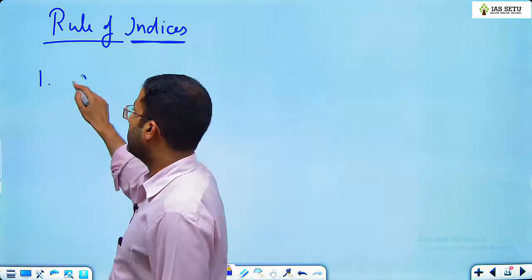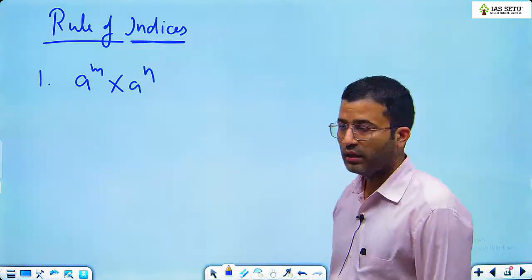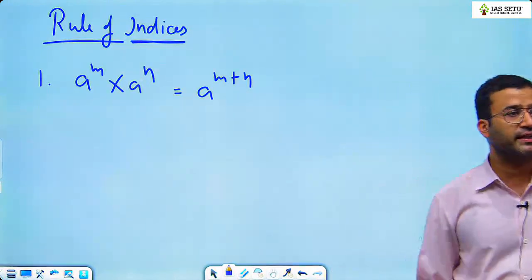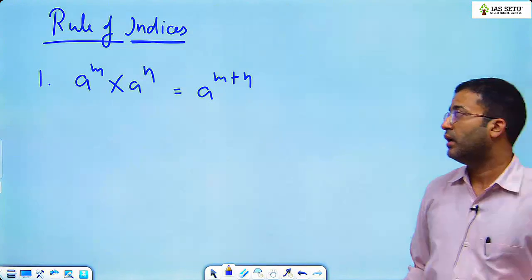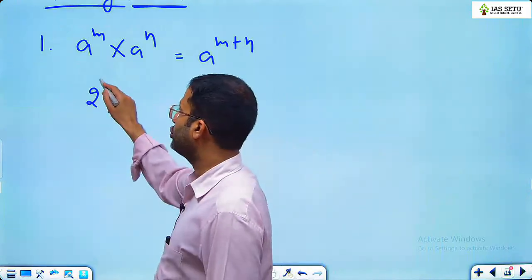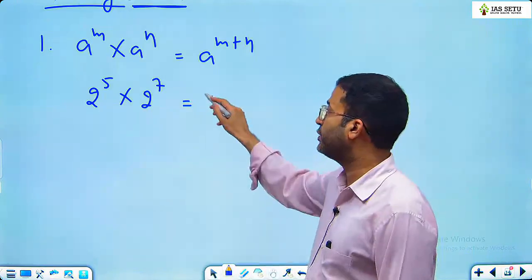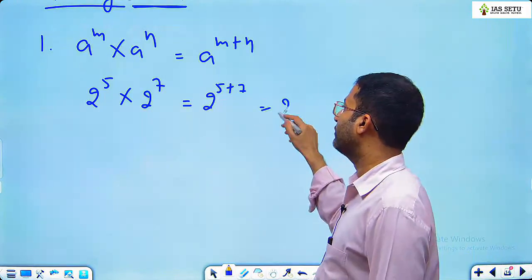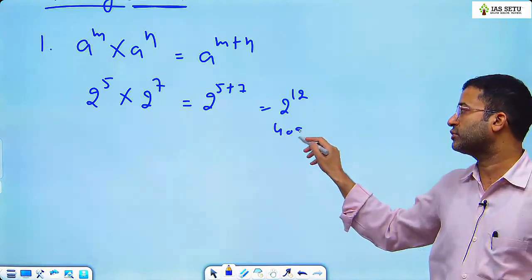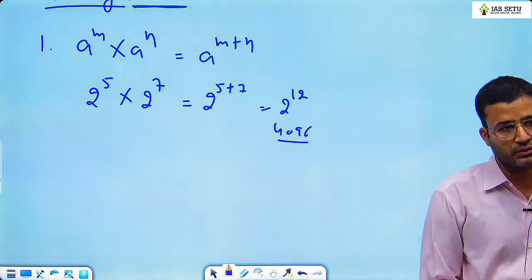First rule is a is to power m into a is to power n, it is a is to power m plus n. When we have the same base, in multiplication the powers we add. Like here, for example, if I ask you 2 is to power 5 into 2 is to power 7, can we say it will be 2 is to power 5 plus 7, 2 is to power 12. And if I ask a number, that is 4096, you can check. Have I asked you to remember 2 is to power 1 to 2 is to power 10? And you have remembered also?